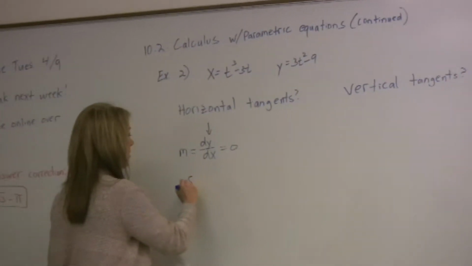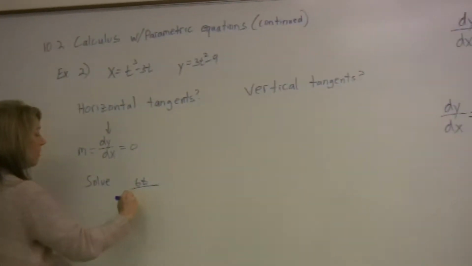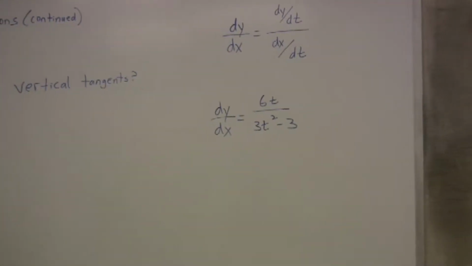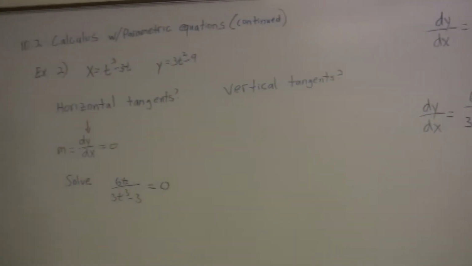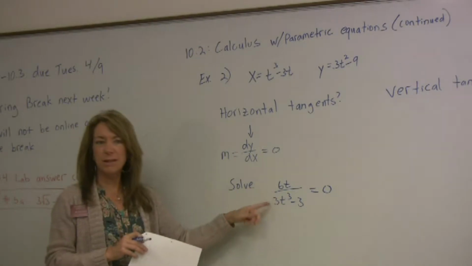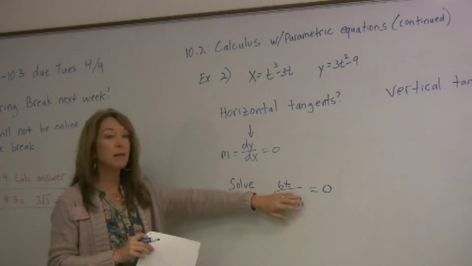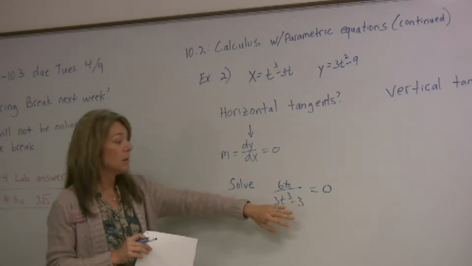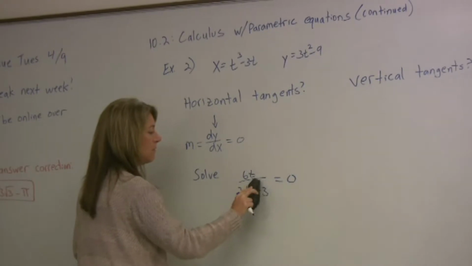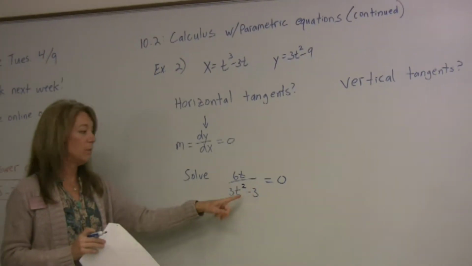So we want to solve 6t over 3t squared minus 3 equals 0. t is equal to 0. The only time a fraction equals 0 is if the numerator is 0. You can see that easily by multiplying both sides by the denominator, 3t squared minus 3. So the only time a fraction could equal 0 would be if the numerator is 0.